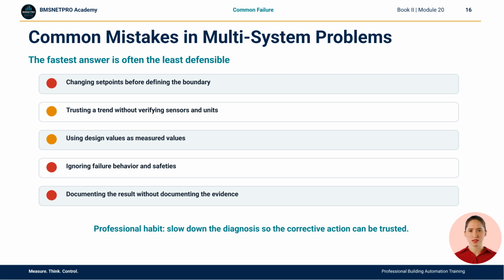These mistakes are understandable under time pressure, but they lead to repeated problems and weak decisions. The professional habit is to slow down the diagnosis so the corrective action can be trusted. In a complex building, disciplined thinking is not slower in the long run. It prevents rework.